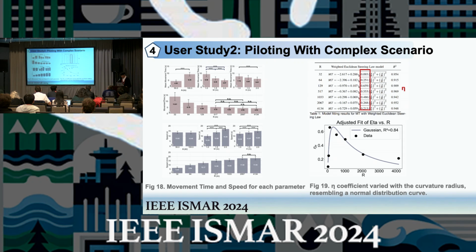As curvature transitioned from high to straight, the influence of height increased. This suggests that the curvature changes the relative importance of width and height. You can see that the eta coefficient varied with the curvature radius, following a normal distribution curve. These findings highlight the need for a new model that integrates curvature, width, and height to better predict user behavior in 3D navigation tasks.